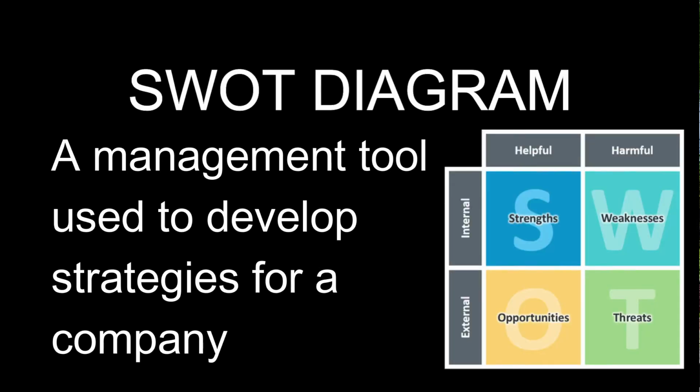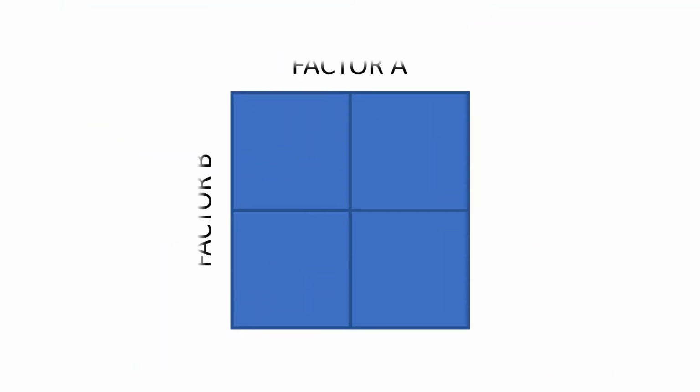So what is a SWOT diagram? A SWOT diagram is one of those tools that are often used by managers, by leaders, in coming up with strategies for their organization. Just like a lot of management tools that you will see out there, it is often a quadrant of two factors. Two things, two areas. Oftentimes strategy is all around looking at two things, two dimensions.